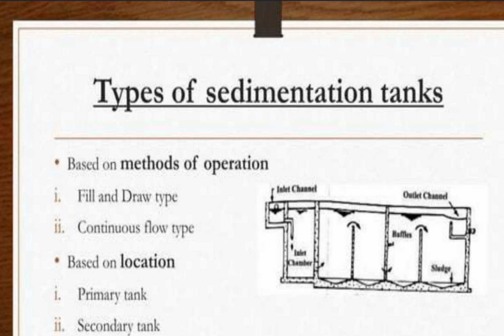And next one is continuous flow type. Here raw water continuously enters the tank. But baffle walls are inserted in the tank, which reduce the velocity of the water. Without baffles, water may take the shortest route from the inlet to the outlet, which reduces the effective sedimentation time.